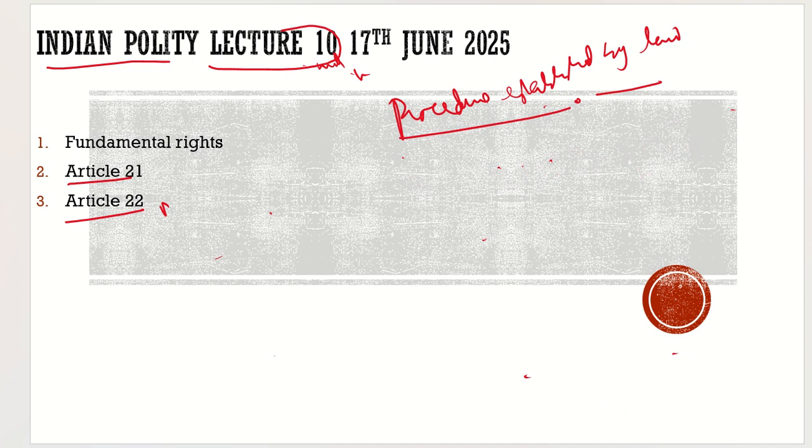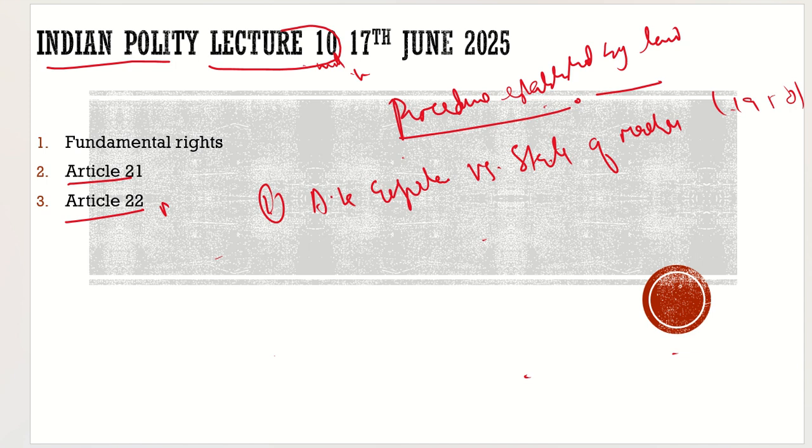The first case which we need to know here is A.K. Gopalan versus the State of Madras, and the year was 1950. Well, this A.K. Gopalan, he was a freedom fighter, we can say. At the time of independence, he was in jail. When we got the independence, he was celebrating with his fellow inmates, and he was expecting that he would be freed now.